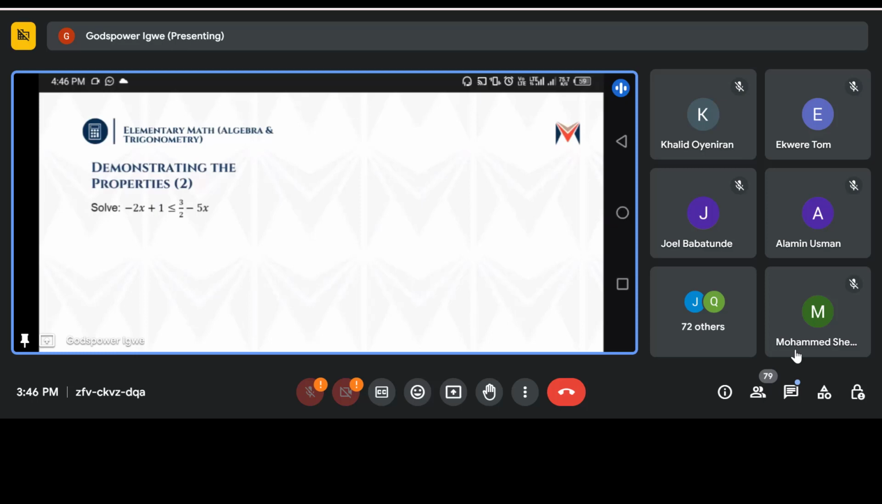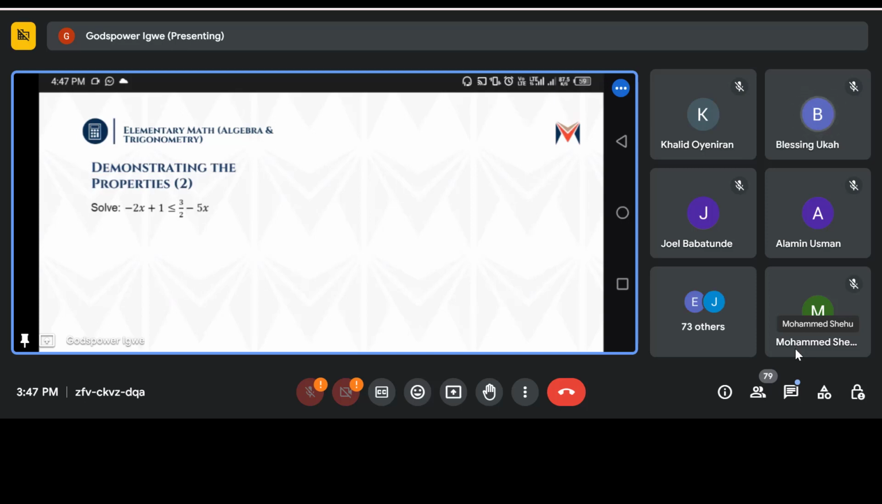Alright, this is demonstrating the properties. It's just the same pattern. This 2x minus 2x plus 1 less than or equal to 3 all over 2. So what you have to do here is just transfer that minus 5 to the left hand side, transfer 1 to the other side. So if you check that answer, this is going to give you plus 3x greater than or equal to 3 minus 2. And 3 minus 2 is going to give you 1 all over 2.